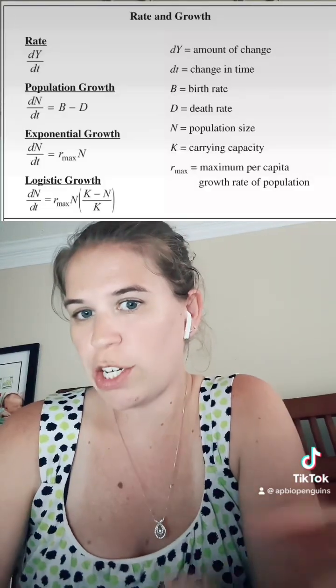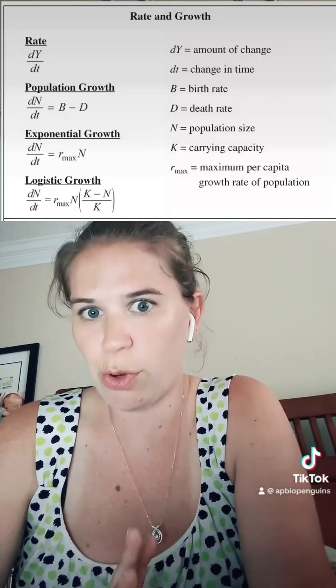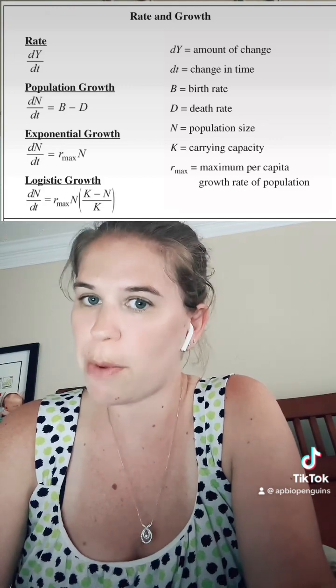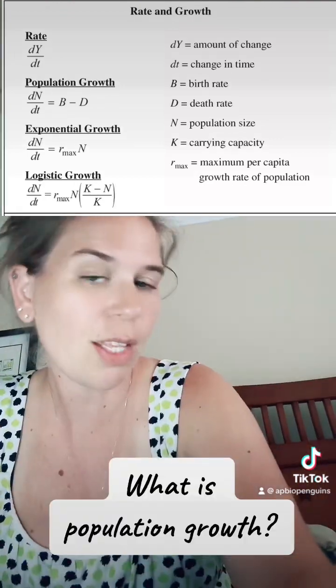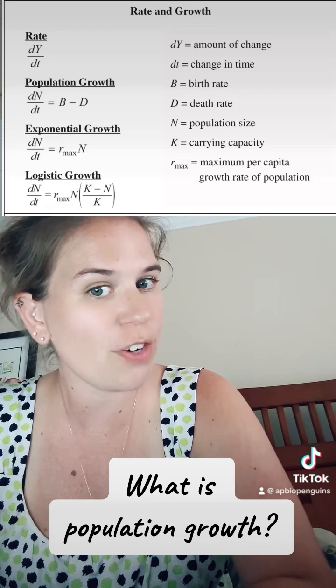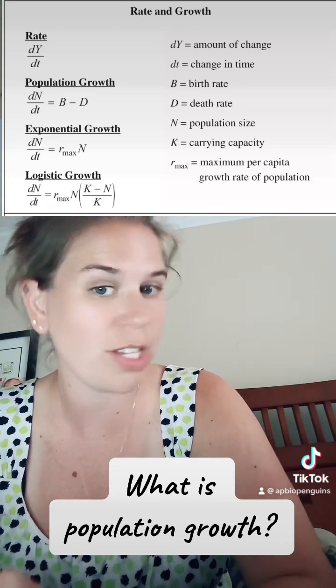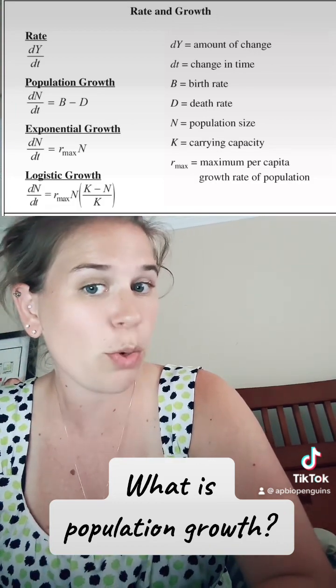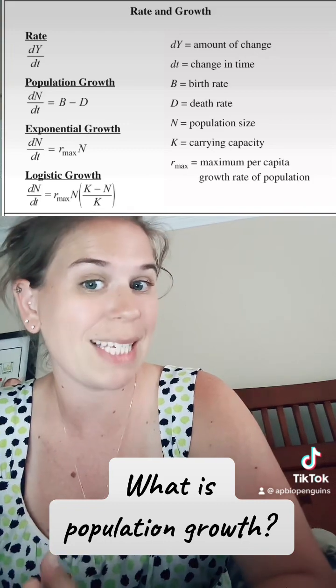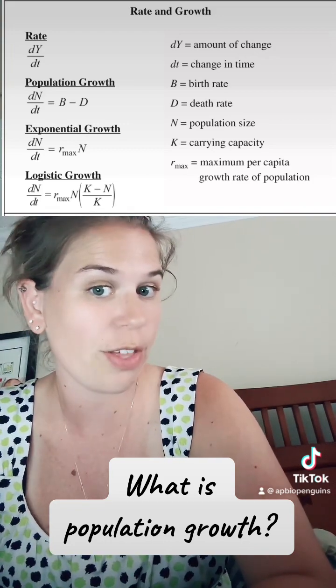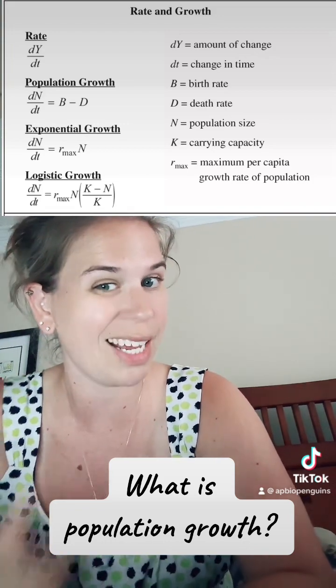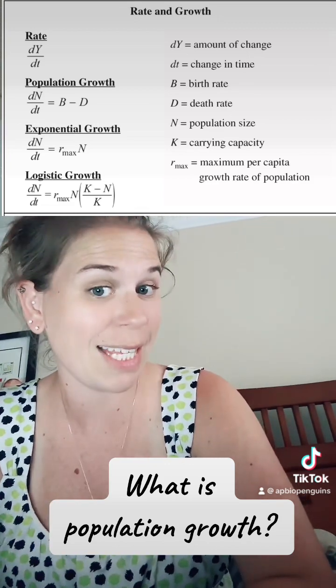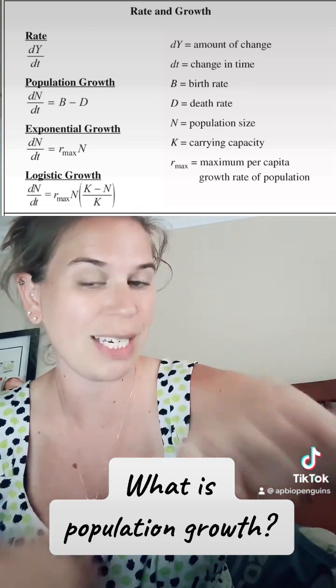So there are a couple of different equations that we're going to have to work through in Unit 8. The first one we'll talk about is population growth. The population growth equation is dN over dt. So the change in our population size over our change in time is going to be equal to B minus D, birth rate minus death rate. If our birth rate is higher than our death rate, then our population size is going to increase. If our birth rate is less than our death rate, then our population size is going to decrease.